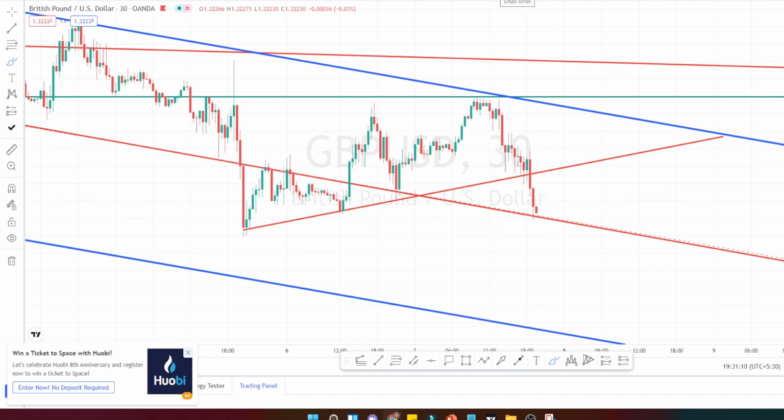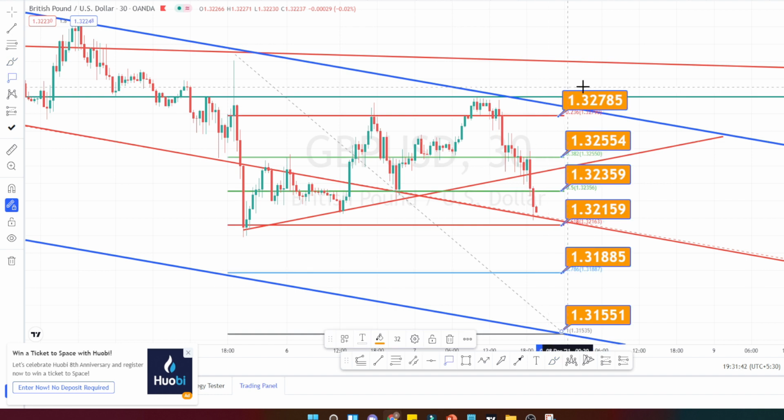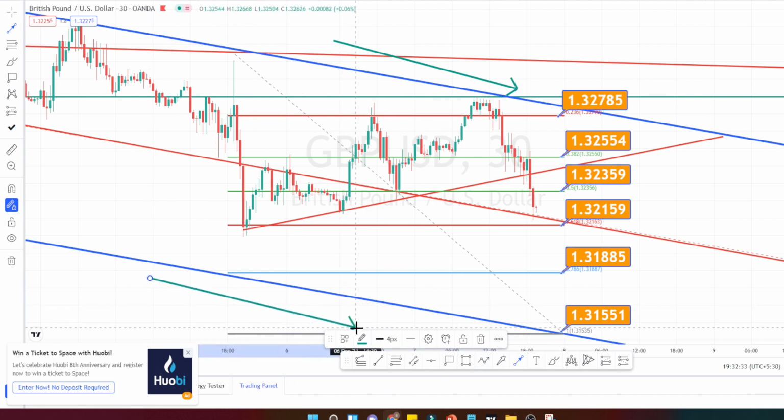Let me mark the trading ranges in 30 minutes time frame. So these are all going to be the support and resistance levels in 30 minutes time frame. So in 30 minutes also, it is very clear that current price action is in a very strong downtrend. So always decide your trades on the downside. Never go against the trend.